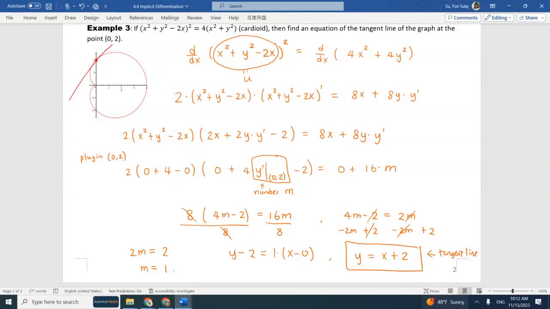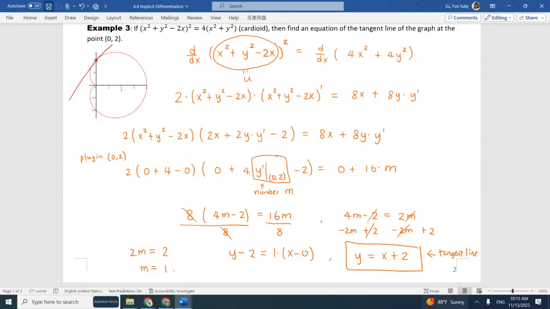Yeah, looks about right? It looks like the slope is like 45 degrees. Yeah, so this is the tangent line. And remember the y-intercept is 2. Okay, everybody? So this is the tangent line.